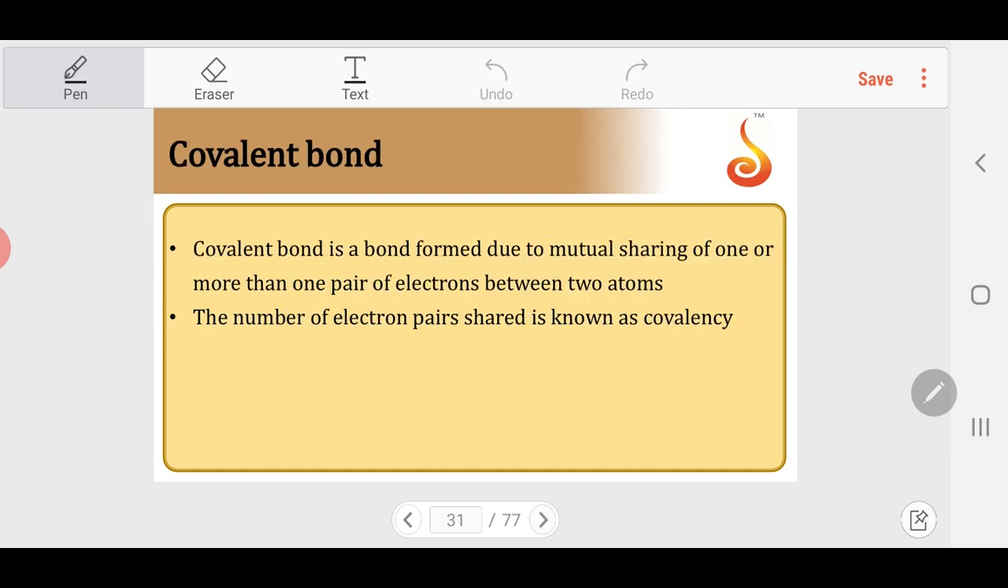Going to the covalent bond. A covalent bond is a bond formed due to mutual sharing of one or more electron pairs between two atoms. And the number of electron pairs shared is known as the covalency of the molecule or atom. So a covalent bond is always formed due to mutual sharing of electron pairs between the two atoms. If one electron pair is shared, it is going to form a single bond. If two electron pairs are shared, it is going to form a double bond. If three electron pairs are shared, it forms a triple bond.